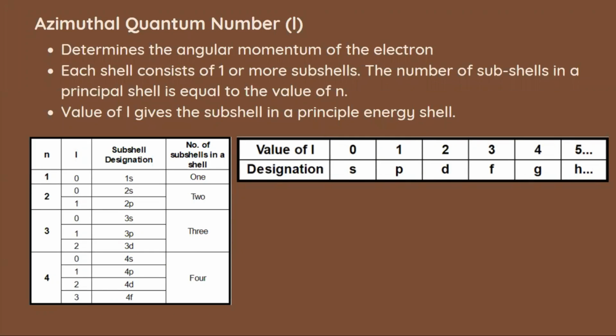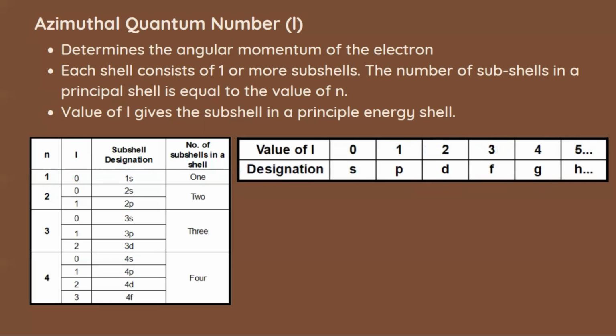Each shell has one or more subshells in it, and the number of subshells is equal to the value of n, the principal quantum number. Here, if you can see the value of l, if it is 0, then its designation is s. Its value can start from 0 and go on. So l as 1 gives us p, 2 is d, 3 is f, 4 is g. Now, when you have the principal quantum number value as n, l is denoted by n minus 1.